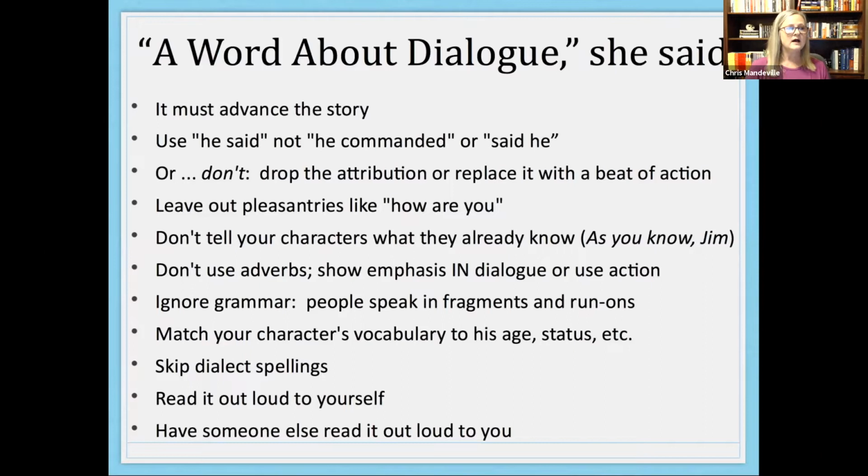Less is more. I skipped over: match your character's vocabulary to his age, status, and the time and place in which the story exists. That's pretty important for your readers to feel like your characters are real and their dialogue is authentic, if you match up how they're talking and the words they're choosing with who they are and where they are. So to test all this dialogue out, read it aloud to yourself and/or have someone else read it out loud to you. You'd be surprised how either or both of those techniques help you to get a better handle on your dialogue than simply reading it to yourself silently on the page.